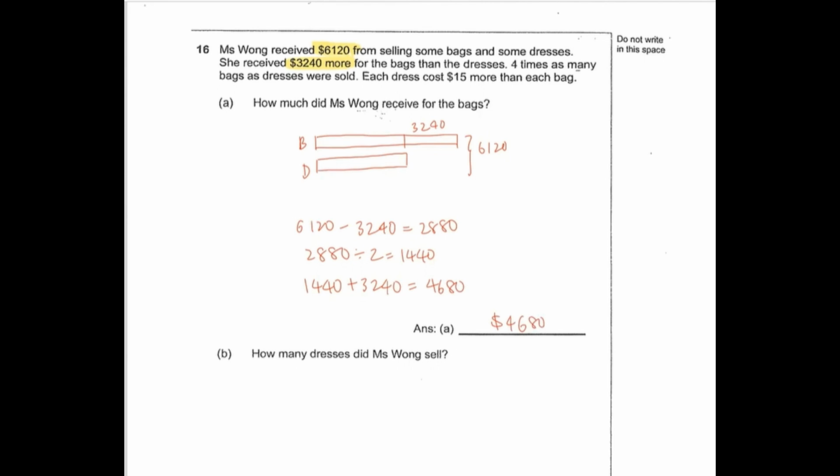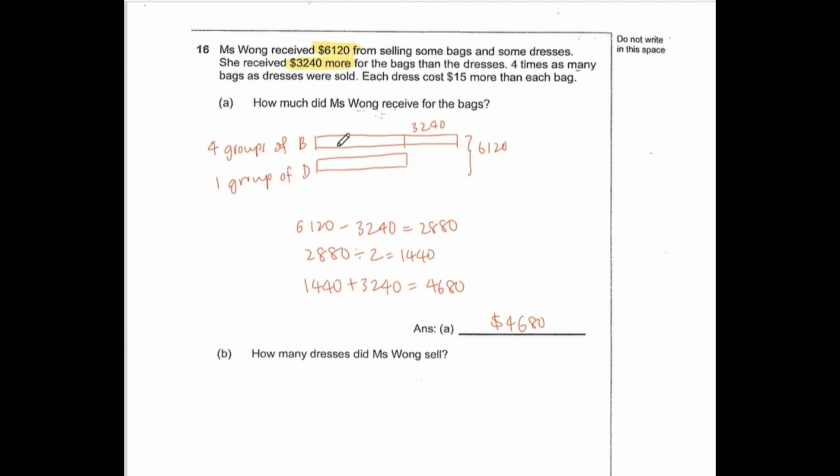Okay, so now what we need to do is to bring in the picture of the quantity. There are 4 times as many bags as dresses sold. So earlier on, we only talked about the value. In terms of quantity, I know the bags will be 4 times. In this value model, I can't cut it into 4 because this one is talking about value. So I'll write here 4 groups of bags and 1 group of dresses, because the quantity for bags is 4 times.